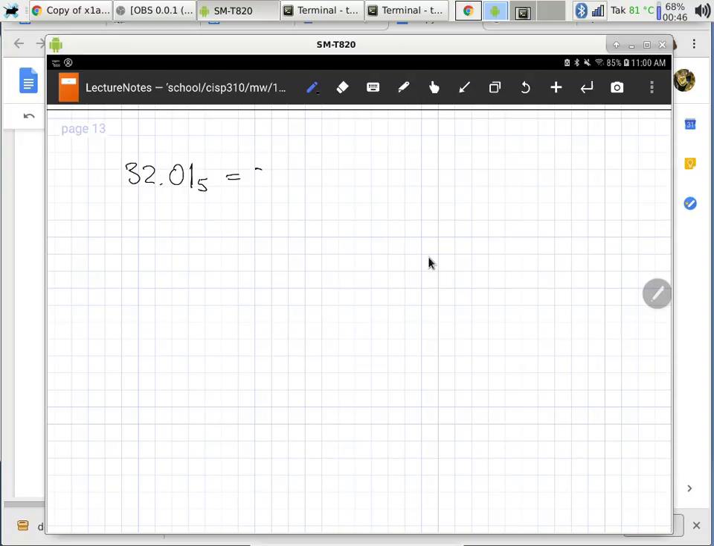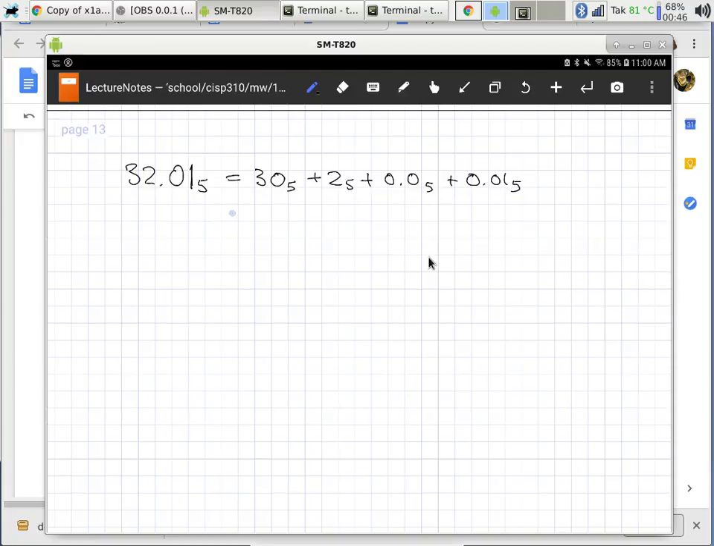Well, it is the same thing as 30 in base 5 plus 2 in base 5 plus 0.0 in base 5 plus 0.01 in base 5. In other words, all I'm doing here is separating the digits into their own terms, without the interference of all of the other terms.